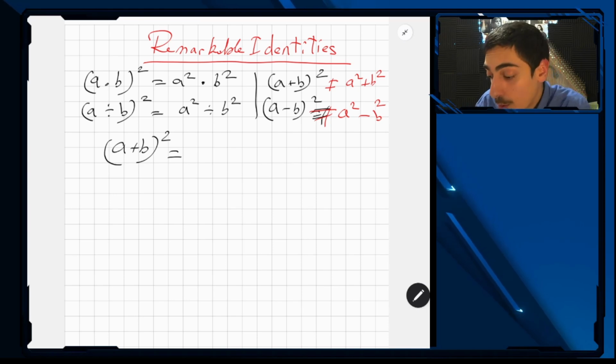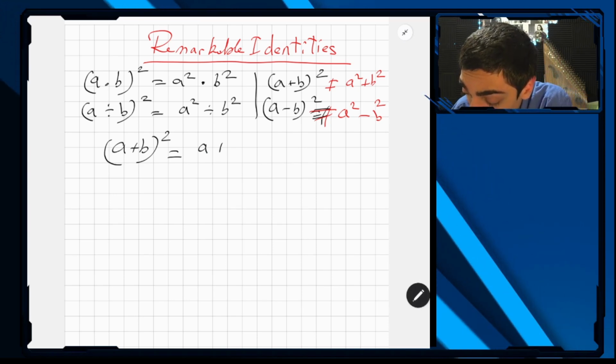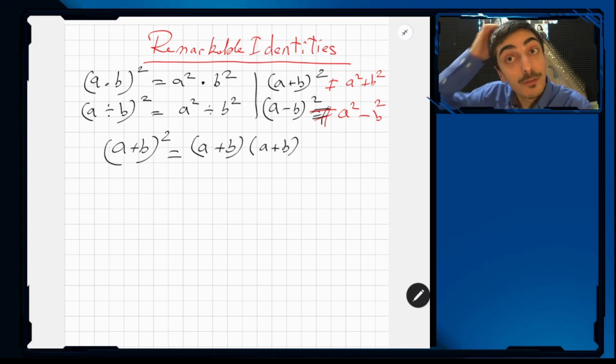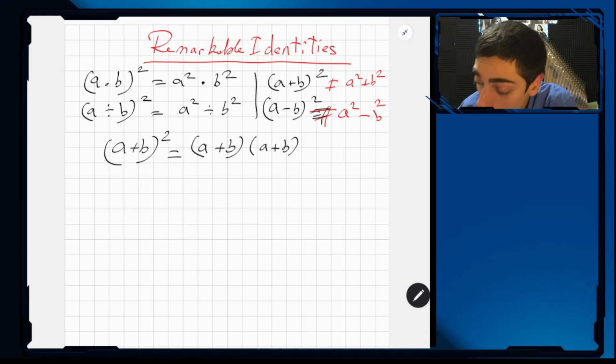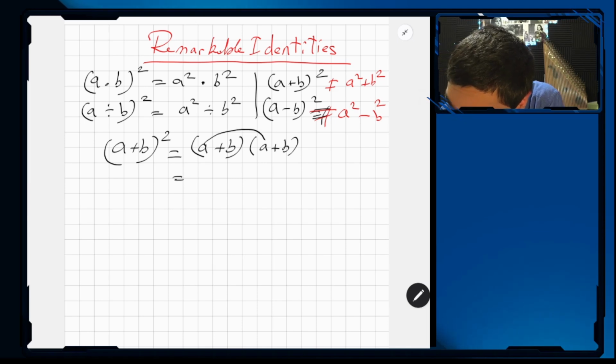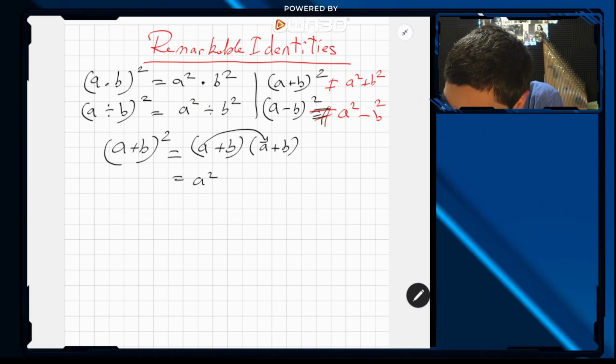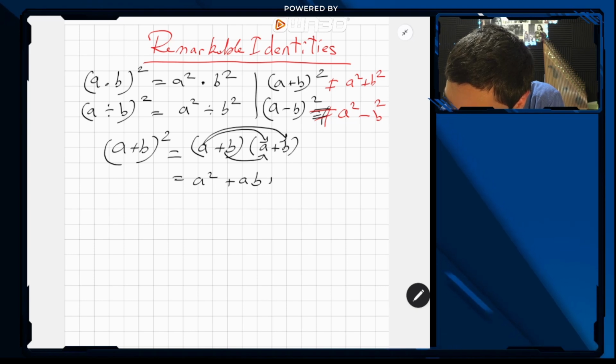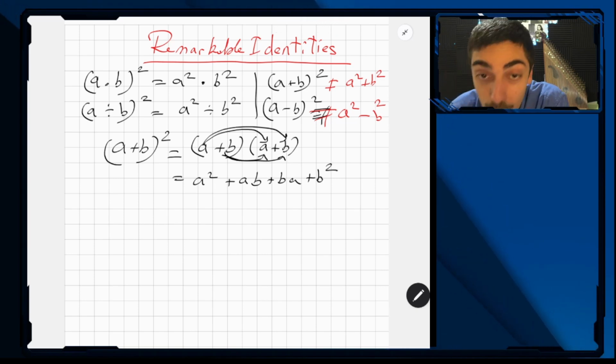And a plus b the whole thing squared is just what anything squared is. It's the thing multiplied by itself. That's how I know what it is. And so a times a is a squared, a times b plus ab, b times a plus ba, b times b is plus b squared.